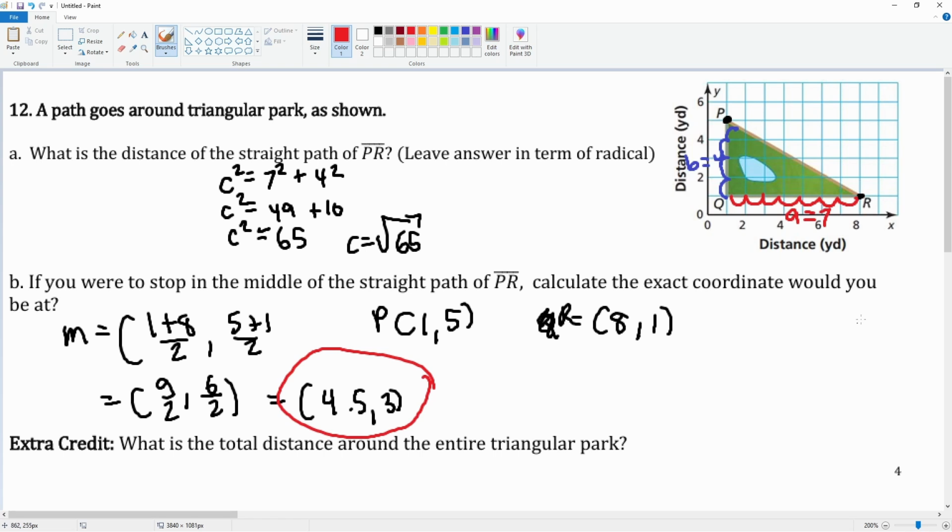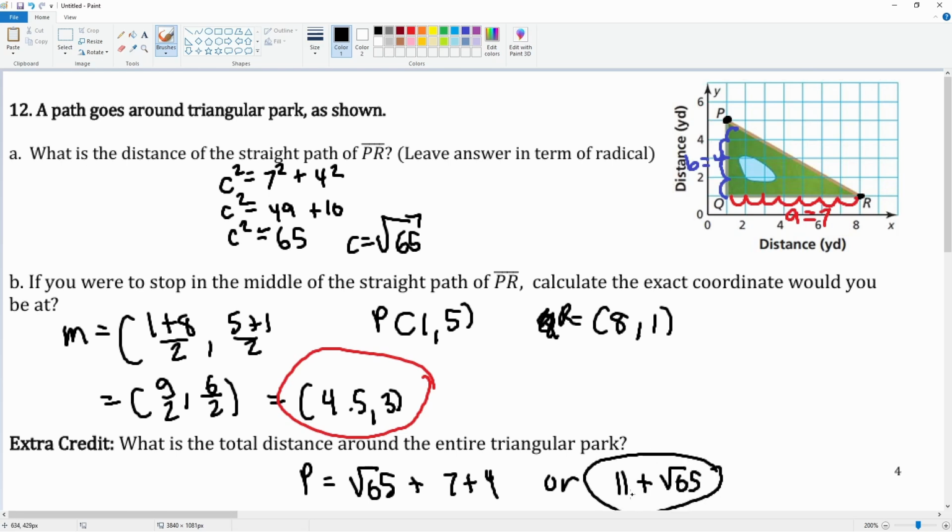The total distance here, if you think about the perimeter, would be the square root of 65 plus 7 plus 1, 2, 3, 4, 4. Or you can write it as 7 plus 4, which is 11, plus radical 65. You can't really combine it because one's a whole number, one's an irrational number.